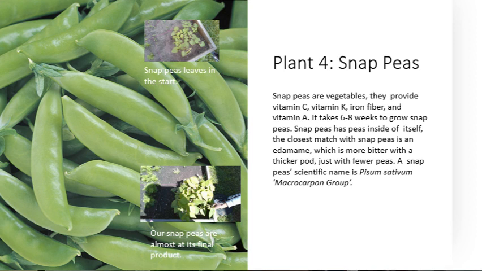It takes 6 to 8 weeks to grow snap peas. Snap peas have peas inside of them. The closest match to a snap pea is an edamame, which has a thicker pod, just with fewer peas. A snap pea's scientific name is Pisum sativum macrocarpon group, and these are some pictures of our snap pea.